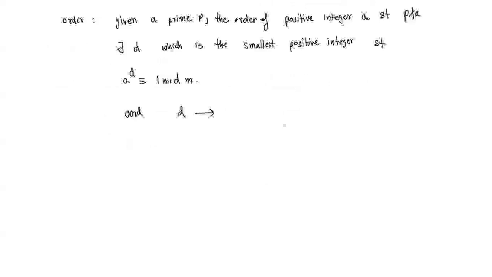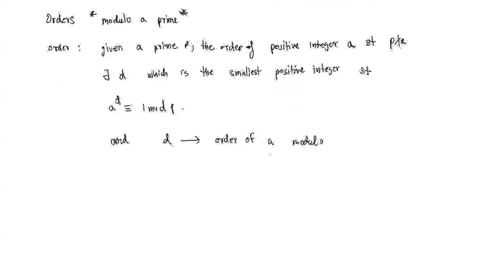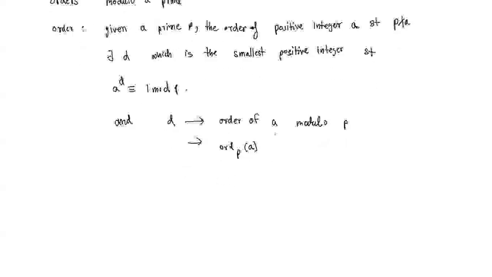And d is called the order of a mod p. Shouldn't it be p? Oh, it could be p. My bad. Thank you. Modulo p. Some people also write the order of a with a different notation. I'll be using both of them interchangeably.